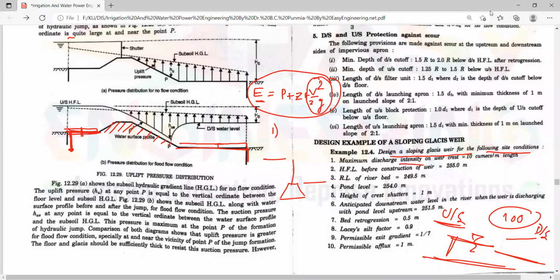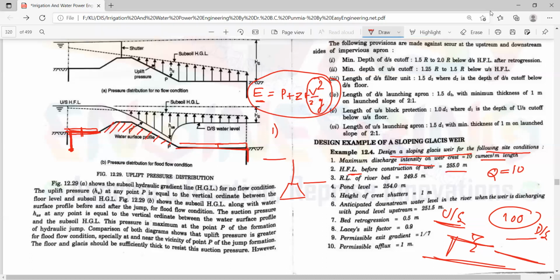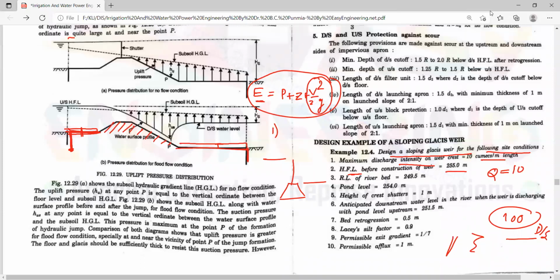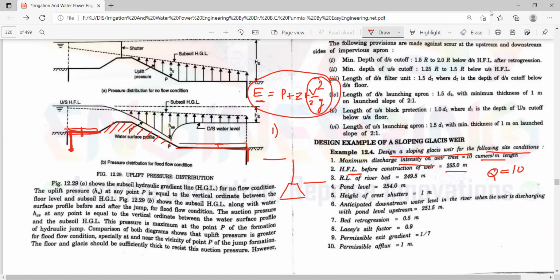Maximum discharge of this river is given. That is 10 cumecs per meter length. High flood level before construction of the weir is 255. So that is the high flood level in the river before construction of the weir. So this is the river bed level and this will be the high flood level. Maximum flood level in the river is 255.